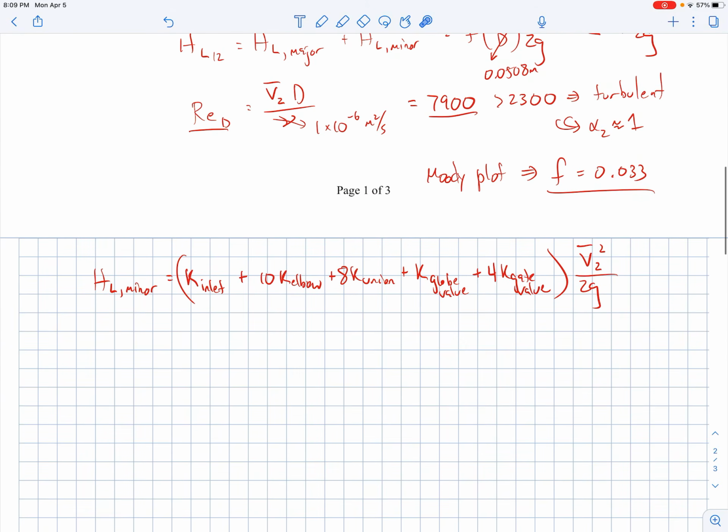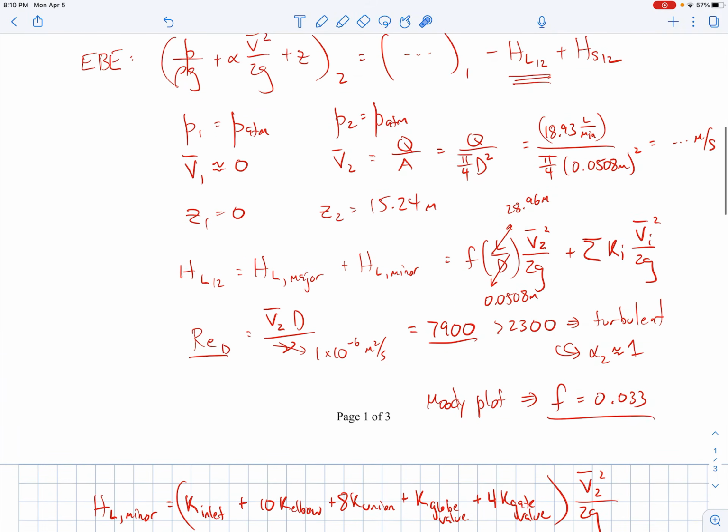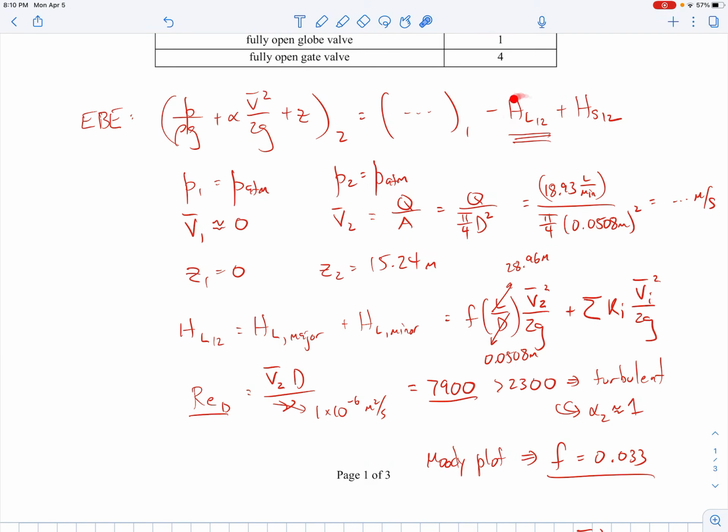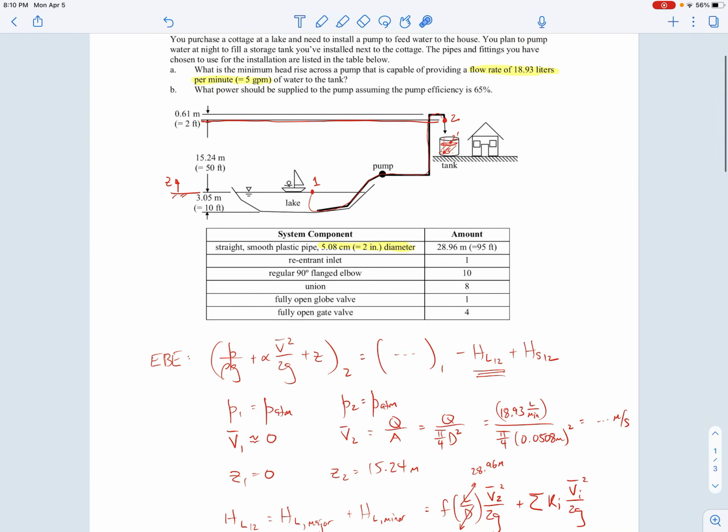Okay. So getting back to this, we can look up all of these various values and plug them in. We already know V2 because presumably we found it up here, so we can calculate the minor losses. Okay, so that takes care of this term. And then what about this last term? Let me just zoom out here. What about HS? Well, that's what we're trying to solve for.